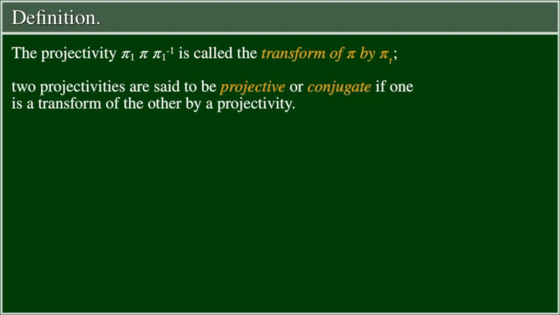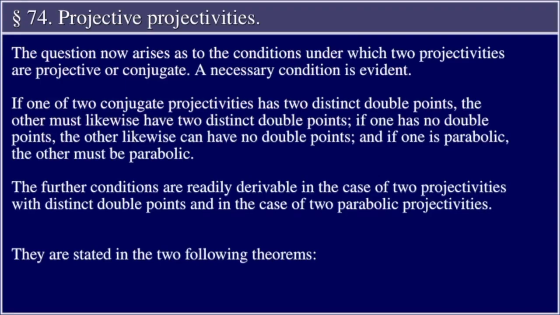Two projectivities are said to be projective or conjugate if one is a transform of the other by a projectivity. The question now arises as to the conditions under which two projectivities are projective or conjugate. A necessary condition is evident. If one of two conjugate projectivities has two distinct double points, the other must likewise have two distinct double points. If one has no double points, the other likewise can have no double points. And if one is parabolic, the other must be parabolic.